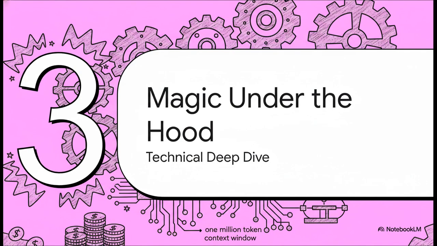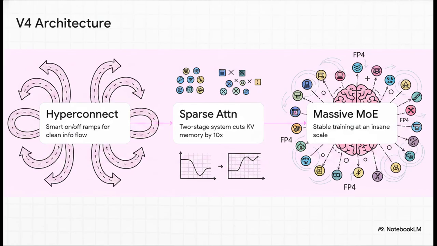Which brings us to Section 3, Magic Under the Hood. Let's get into a technical deep dive. Now, what's really interesting about this is how they actually achieved this scale. They did it through 3 major technical upgrades. First up, manifold hyperconnections. You can think of these as basically smart on-ramps and off-ramps. They let information flow super cleanly through the deep layers of the model, which keeps the training totally stable even at this massive scale. Second, hybrid sparse attention.